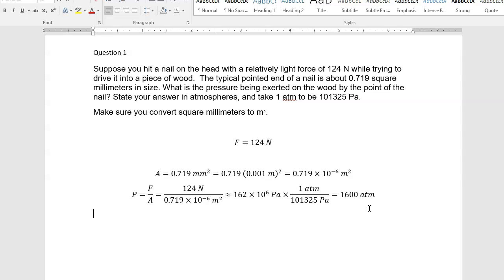guesstimation correctly. And so this is the essence of this problem, and all you have to do is work through this, and you'll be good.